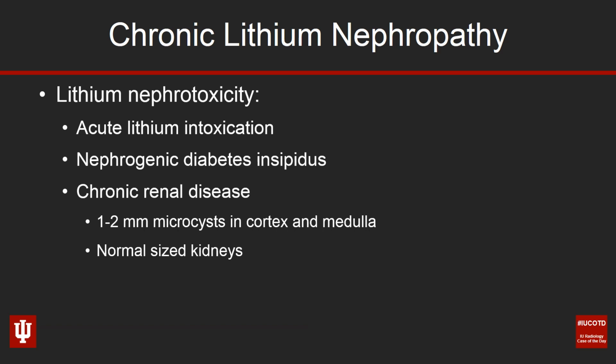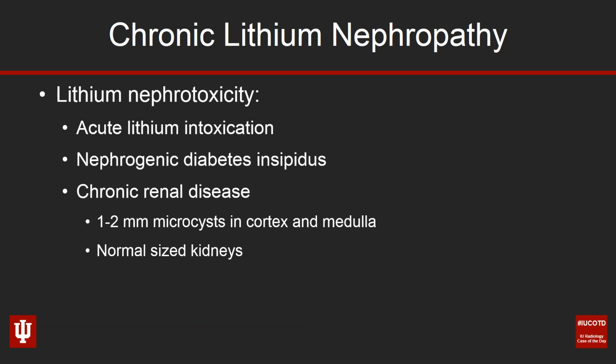Nephrogenic diabetes insipidus is the most common complication of long-term lithium treatment and affects approximately 20 to 40% of patients. It's usually reversible with a benign course. Chronic lithium nephropathy can occur after 10 to 20 years of lithium therapy and results in chronic renal insufficiency.